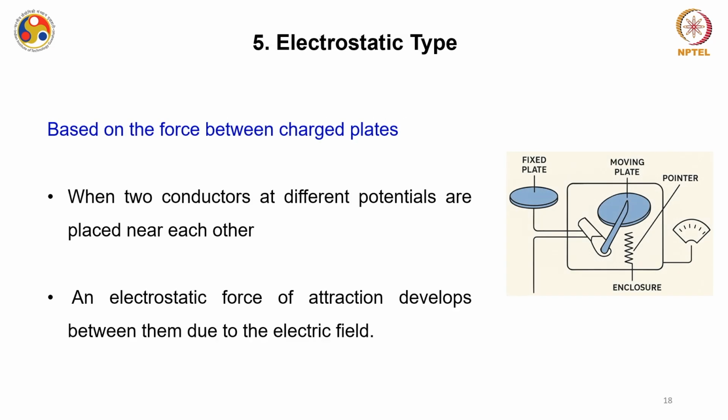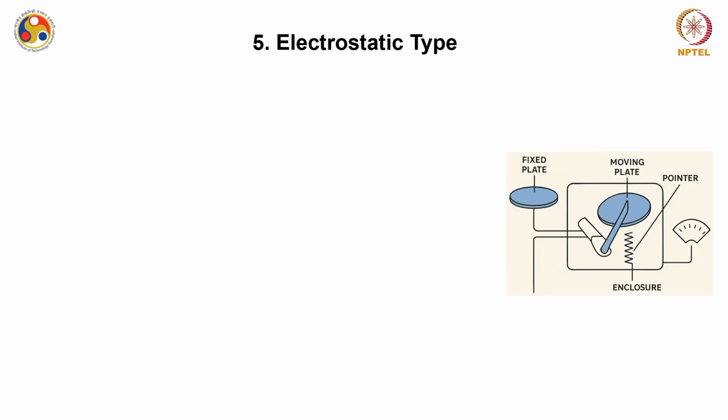Okay. Now the next device is the electrostatic type device, which is also very important in this course, okay. These electrostatic type of devices are based on the force between two different charged plates, okay. So when two conductors at different potential are placed near each other, an electrostatic force of attraction develops between them due to the electric field between these two plates, okay. The torque in this case is directly proportional to the voltage squared, and since there is a square term associated, the scale is again non-linear in nature.